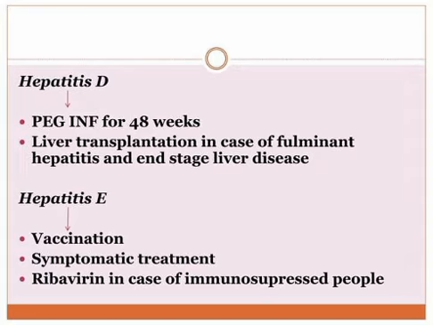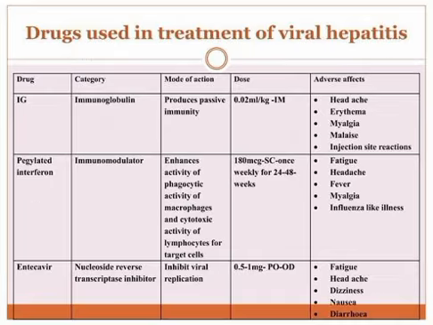Next will be hepatitis E. We have to give vaccinations. Next is symptomatic treatment, that means we have to treat the symptoms first. Next, ribavirin in case of immunosuppressed people. If they have any immunosuppression, they have to take ribavirin.